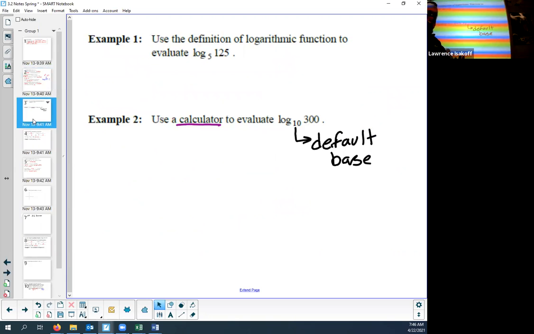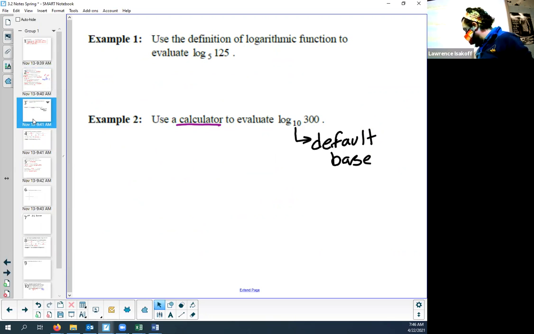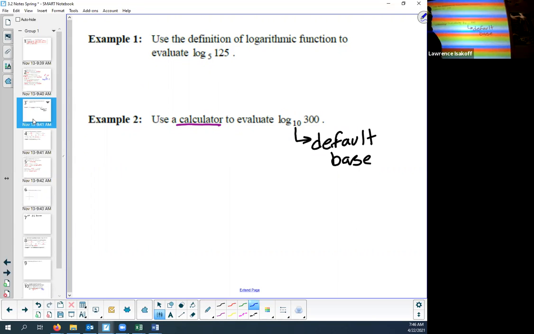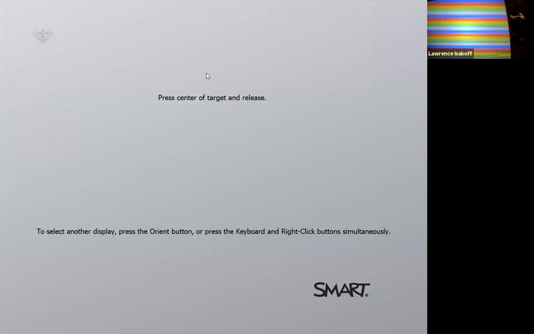Let's look at it in motion here. For this first example, we are going to calculate this by hand, because this is one of the few logs that's doable by hand. The next one we're going to use the calculator, but I'll show you how to do this one in the calculator as well. So log base 5 of 125. My smartboard is not writing where it's supposed to. Please excuse the gray screen for a moment.